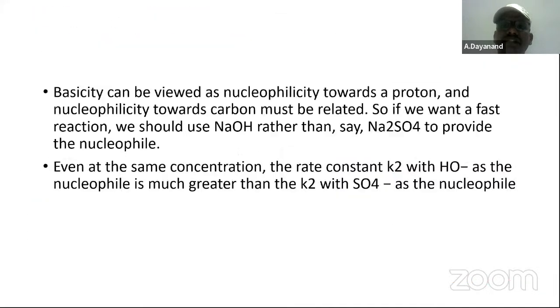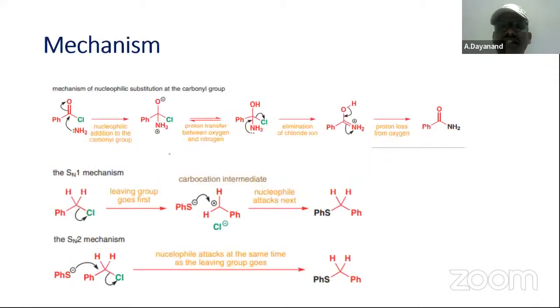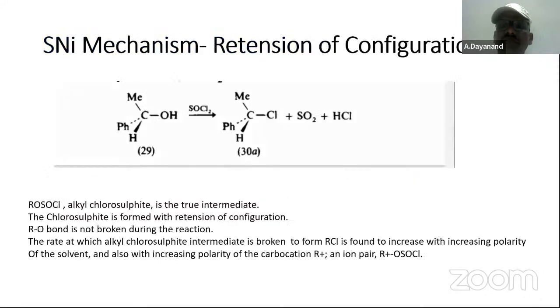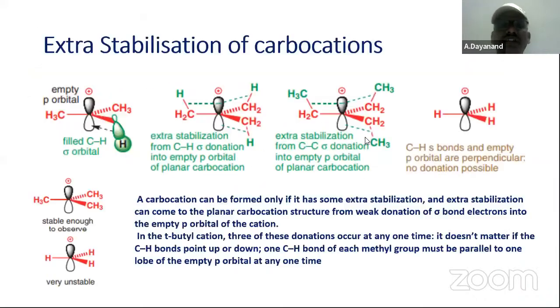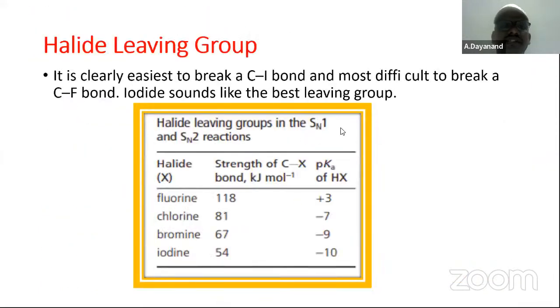Okay, in Sn1 reactions, as I said just now in one of the slides, there are some factors that are going to decide the Sn1 reaction. One is the carbon skeleton. We had discussed the carbon skeleton. The second point is the leaving group. The leaving group is also going to decide, therefore let us see the leaving group.